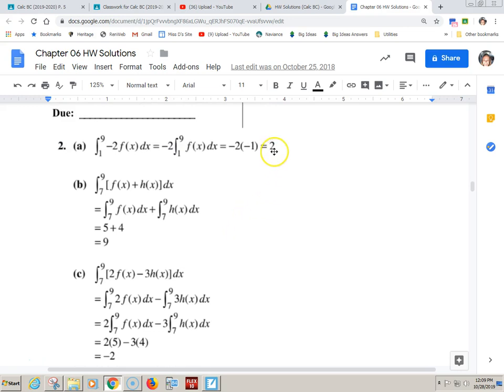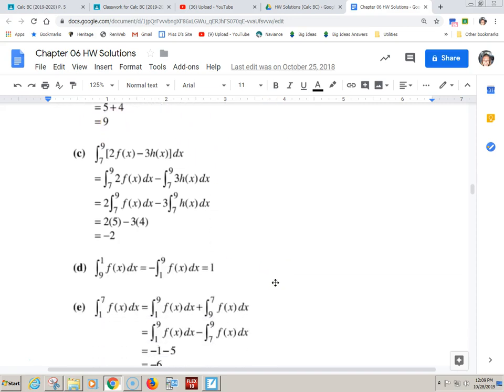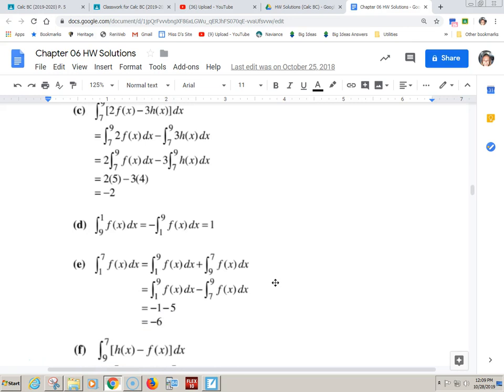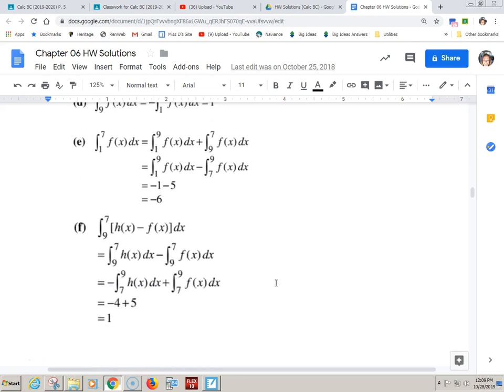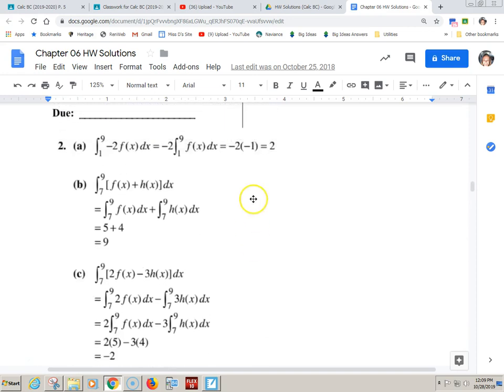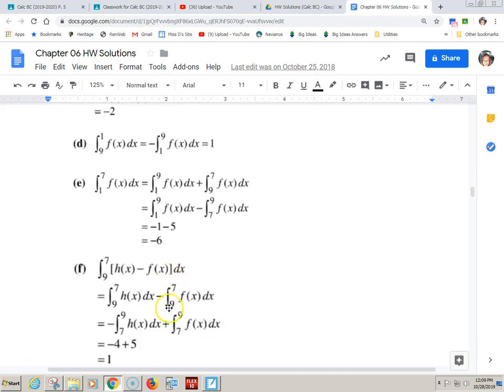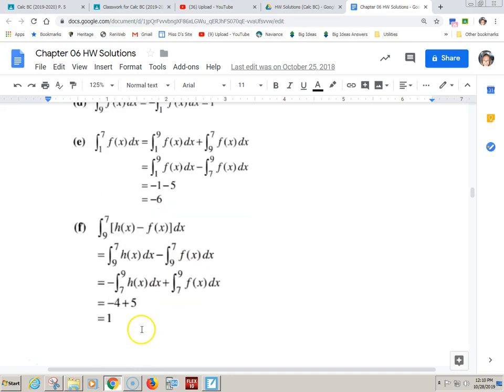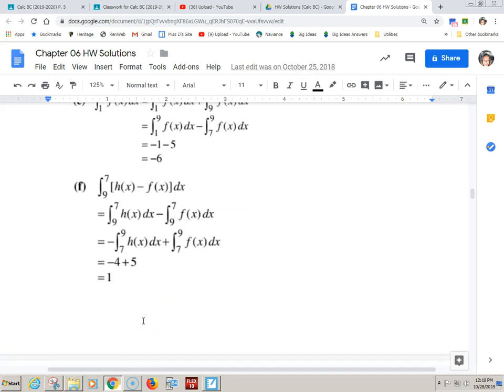Number 2: A was 2. B was 9. C was -2. D was 1. E was -6. F was 1. Is there more? Oh, no. One more time, sorry. Number 2. A was 2. B was 9. C was -2. D was 1. E was -6. F was 1. We got it?